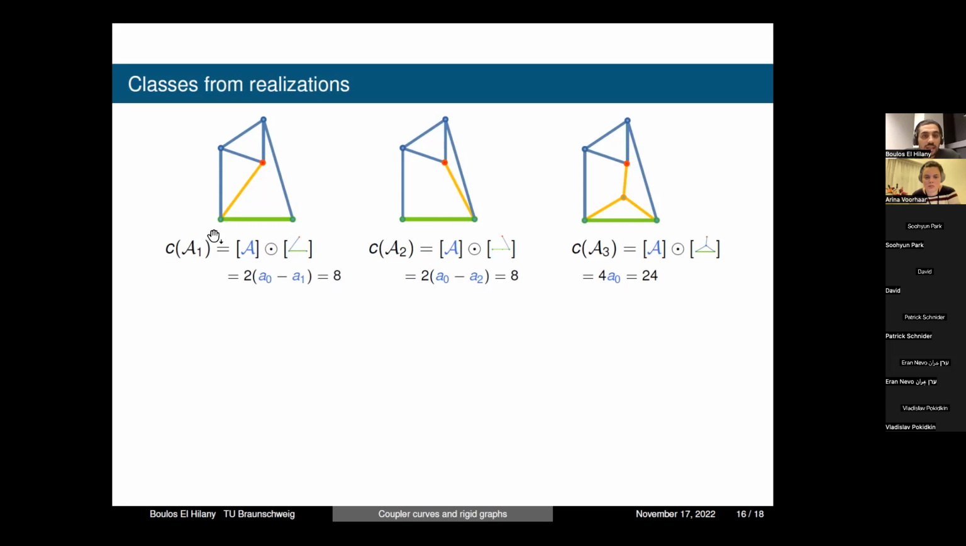Since A1, A2, A3 are not such big graphs, we already computed their number of realizations. So here it's 8, and this one is also 8, and this one is 24. So now from these equations, my unknowns are the class of A, right? A0, A1, A2. I have this equation that comes from this equality, and this one and this one. So here I have a linear system of equations, and now I can solve it for A and obtain the values.